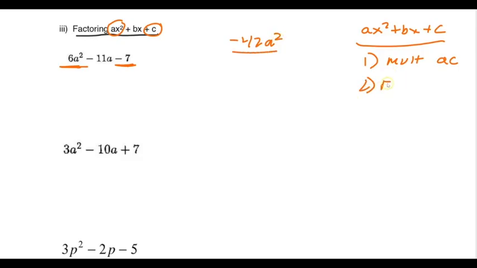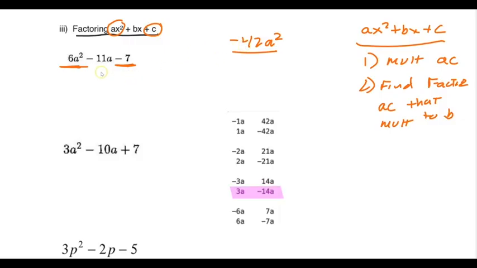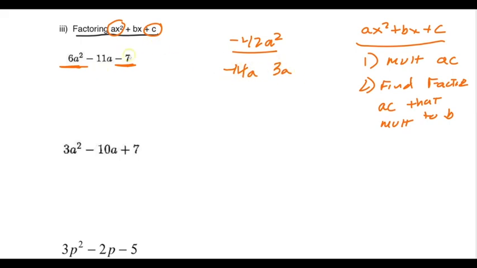Then we want to find factors of ac that multiply to get b. I want a combination of ac that adds to get b. In this case, two things that multiply to get negative 42 but add to get negative 11. That's going to be negative 14a and 3a. Negative 14 times 3 is negative 42. Negative 14a plus 3a is negative 11a. I know it has to be two different signs because it's a negative 42, and the middle one's negative. That means the bigger number is negative.